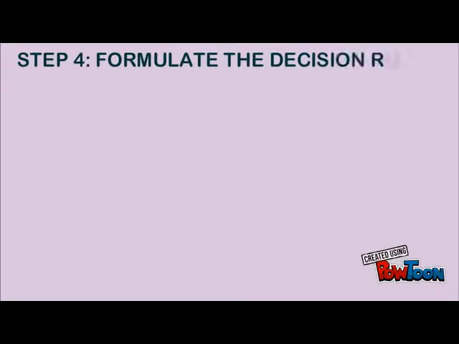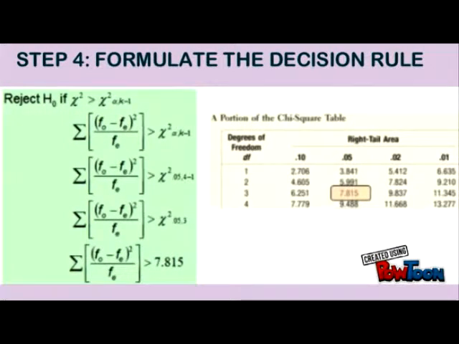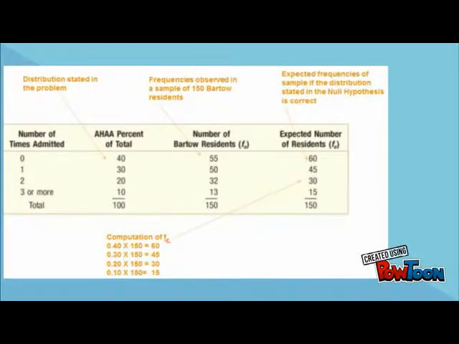Step 4. Formulate the decision rule. Reject H0 if the chi-square value is greater than the critical value. In this case, we know that the number of categories is 4. After we plug into the formula of the critical value, we get chi-square 0.05 and the degrees of freedom is 3. Referring to the chi-square table, we know that the critical value is 7.815. Now, we need to find the expected frequency.